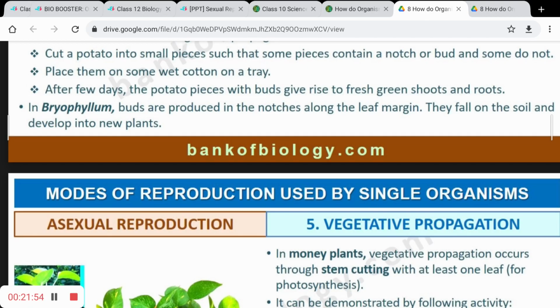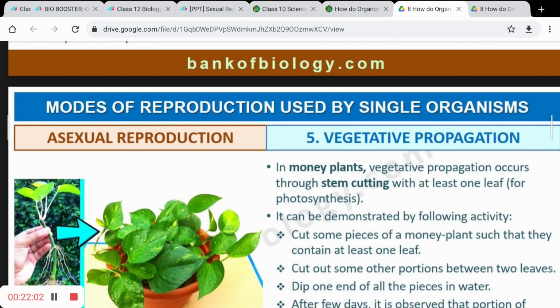Example, leaf notch. Leaf margin is an example, but at the leaf notch, buds are produced. Okay? So we completed the asexual mode of reproduction.